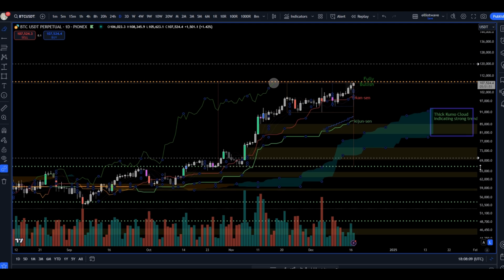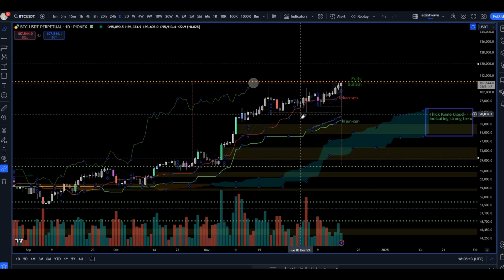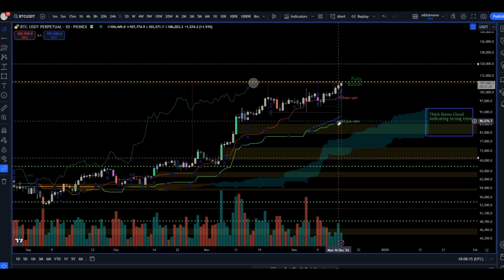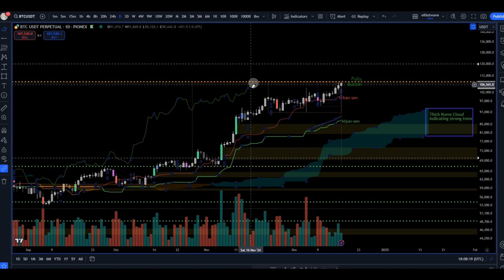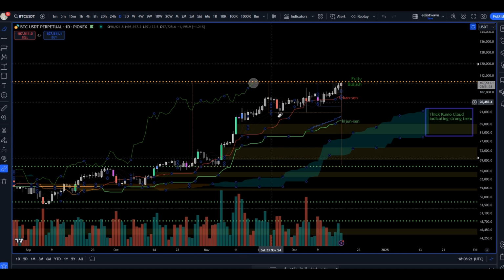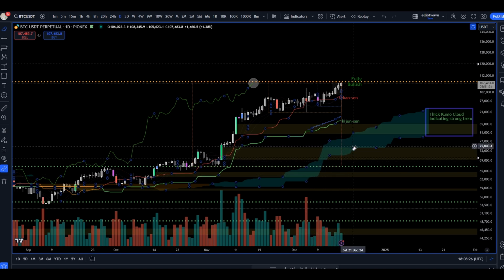The Ichimoku Cloud consists of 5 components: the Tenkan-sen, Kijun-sen, Senkou Span A, Senkou Span B, and the Chikou Span. The cloud formed between Senkou Span A and B highlights areas of support and resistance, with the thickness indicating trend strength.